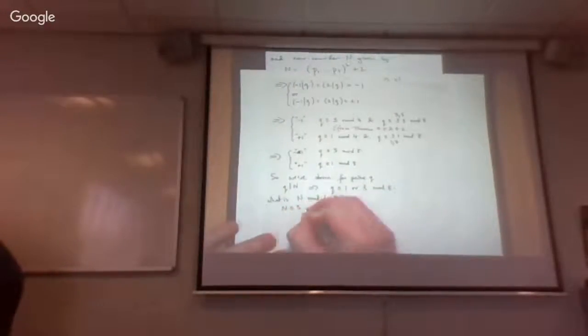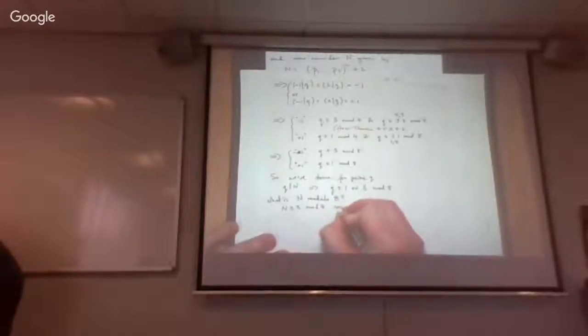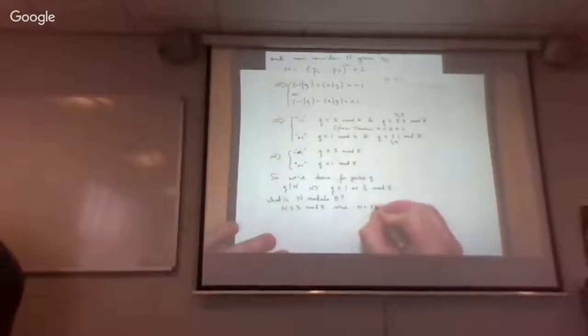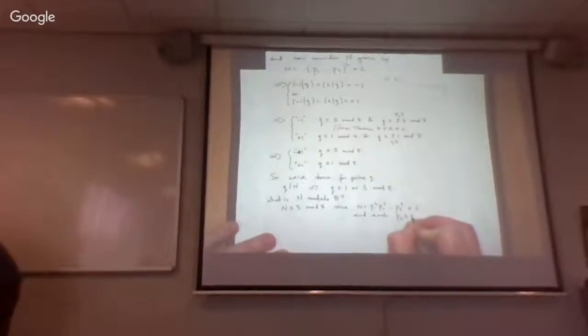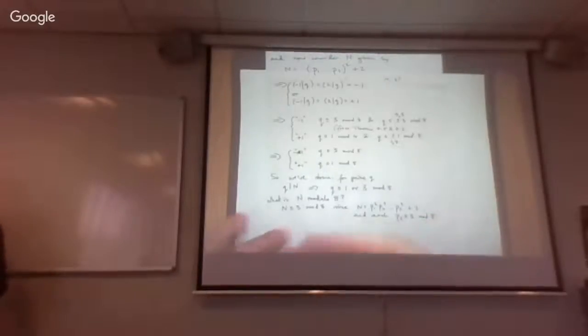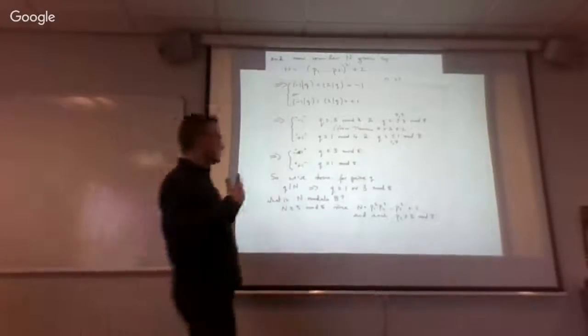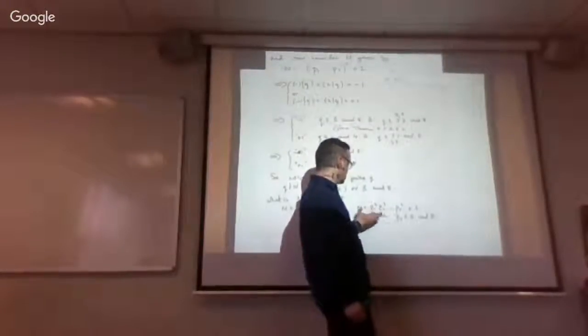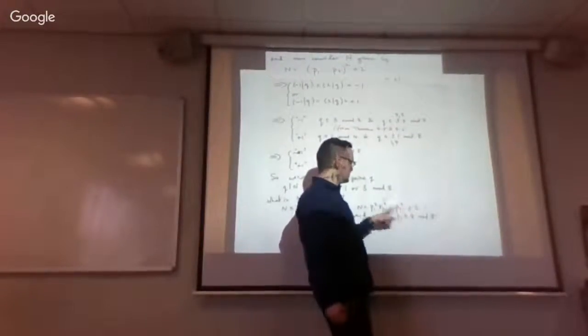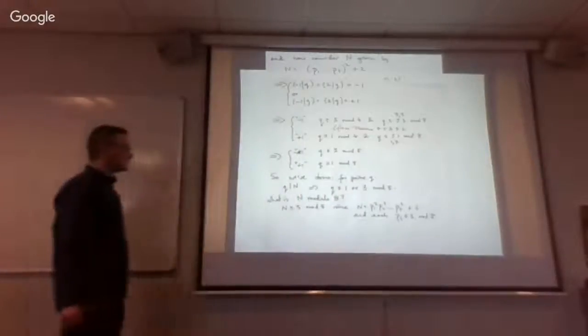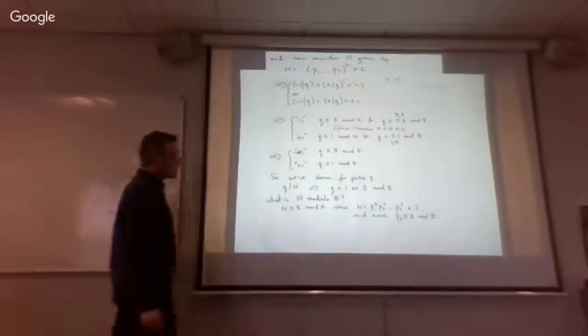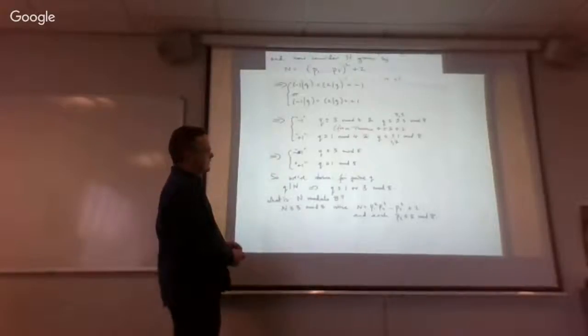n is congruent to 3 mod 8, since n is equal to p1 squared, p2 squared, up to ps squared, plus 2. And each pi is congruent to 3 mod 8. So when you square it, 3 squared is 9, but that's 1 modulo 8. So it's a load of 1s. Modulo 8, n is a load of 1s multiplied together plus 2. So n is congruent to 3 mod 8.